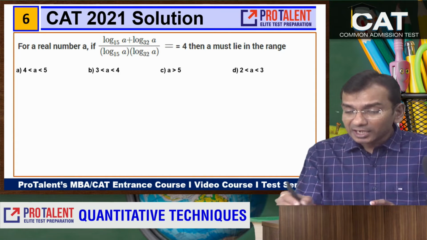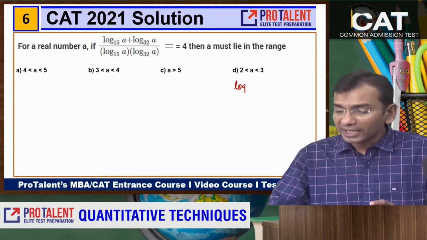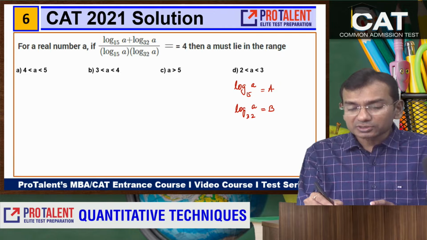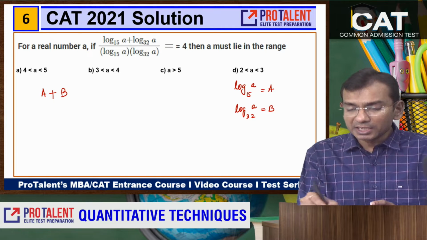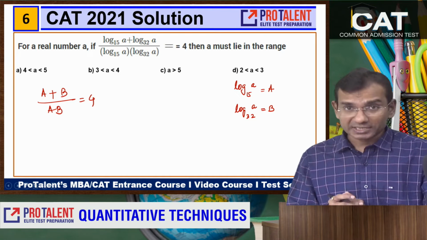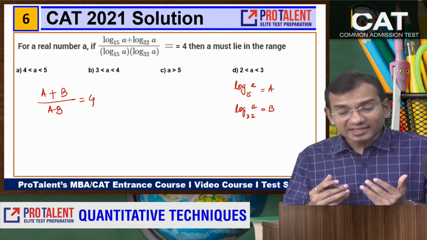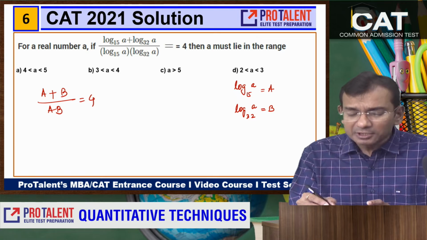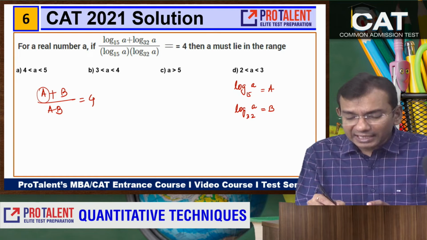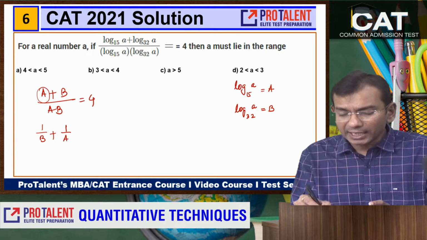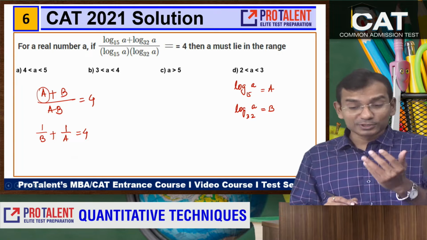Here it says, if log of a to the base 15 is equal to a and log of a to the base 32 is b, then (a plus b) upon ab is equal to 4. That is the question. Now I'm putting this in a particular perspective, so my calculation becomes easy. When I divide a by ab, I get 1 upon b, and b divided by ab gives 1 upon a, that is equal to 4. Okay, now this becomes easy for me.